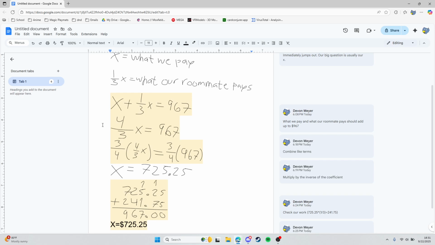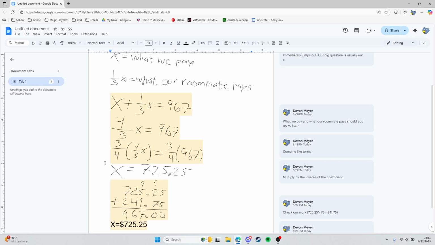And now we can combine like terms to get 4/3 x equals 967. Because remember, in front of this x, it's got a sneaky 1 in front of it. So this lets us get to 4/3 x as previously mentioned. And so then we can multiply by the inverse of 4/3, which is 3/4. I misspoke when I said 4/3 x. So, yes, multiply by 3/4 on both sides of the equation because it's an equality.